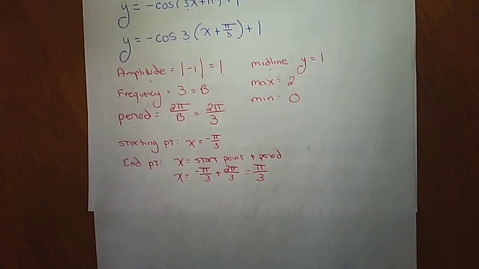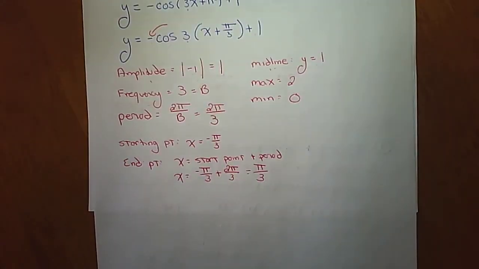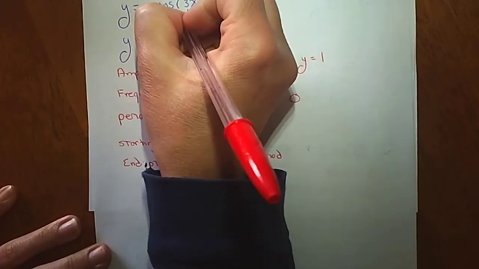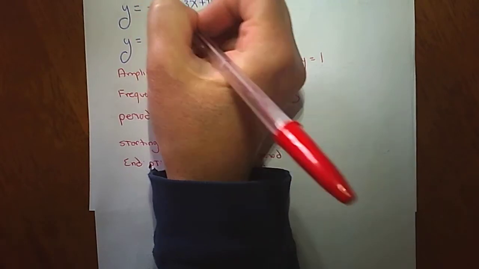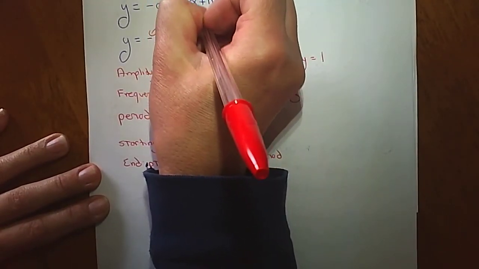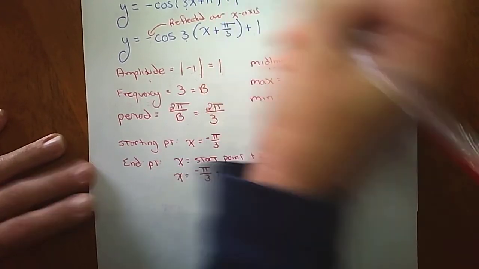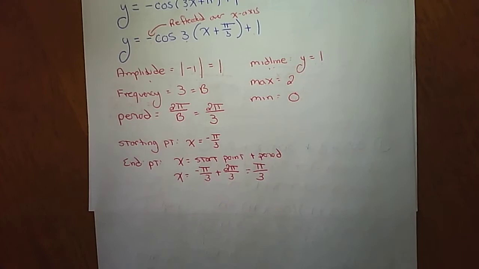Now the only other thing we have to talk about here is what that negative out in front means. That actually means something. This means the picture is going to be reflected over the x-axis. So basically the picture is going to flip upside down.